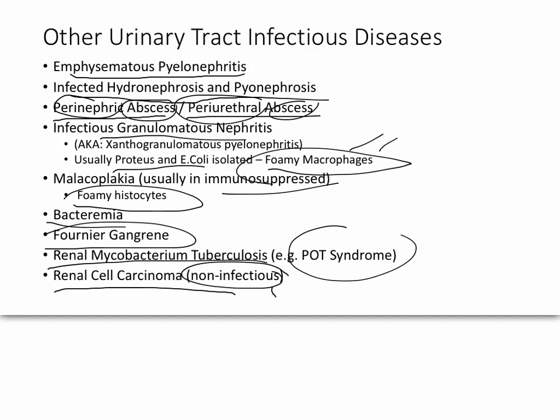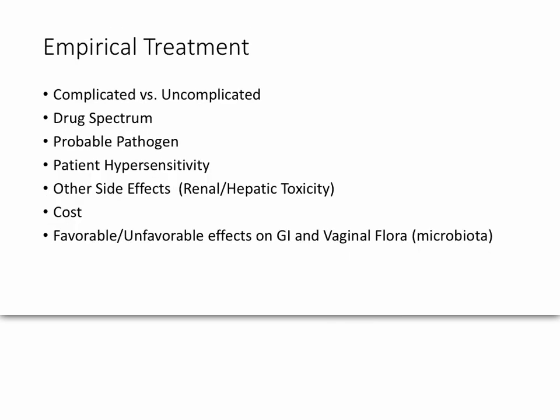So renal cell carcinoma is most often misdiagnosed as infectious granulomatous nephritis. Let me say that one more time. Infectious granulomatous nephritis. That sounded better. So what do we want to do with empirical treatment? What kind of thinking should guide your decision?